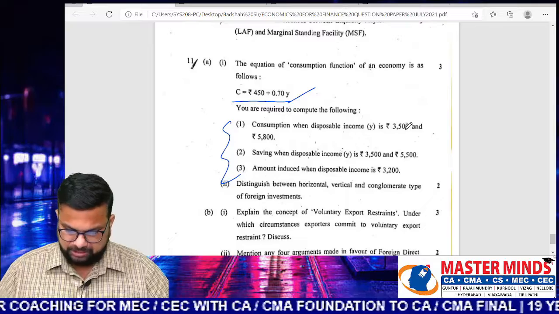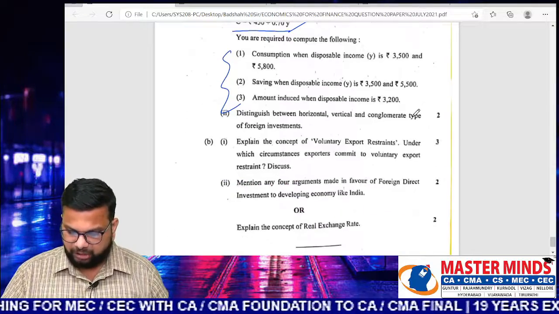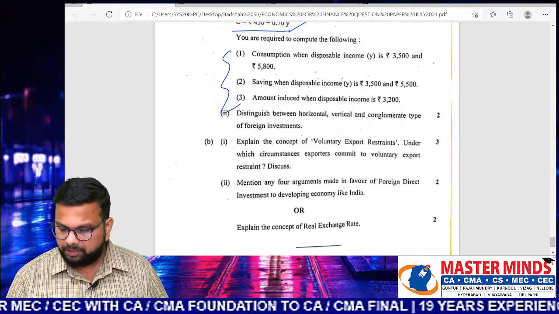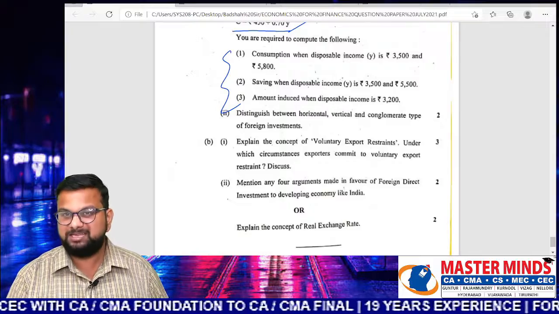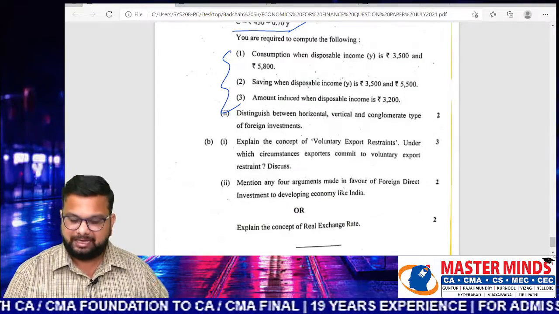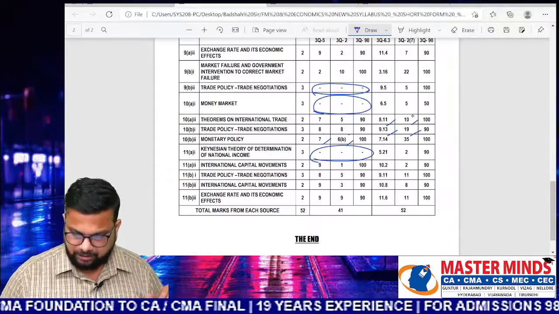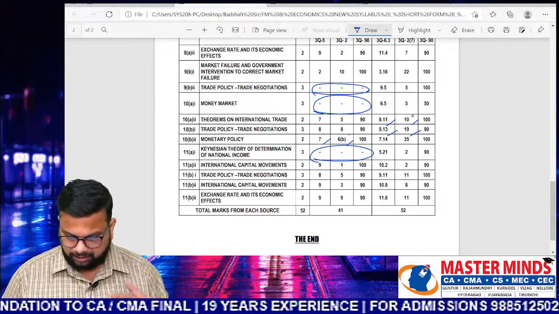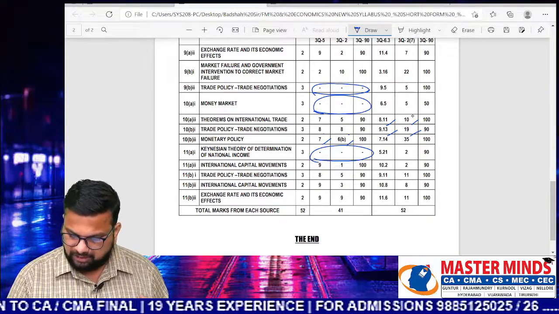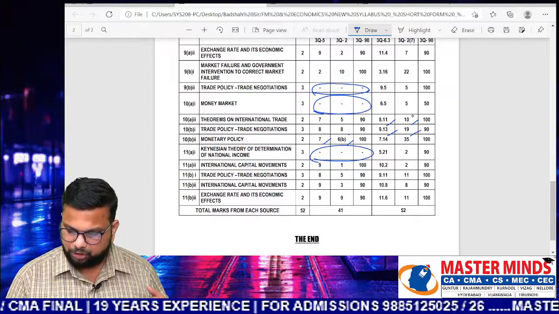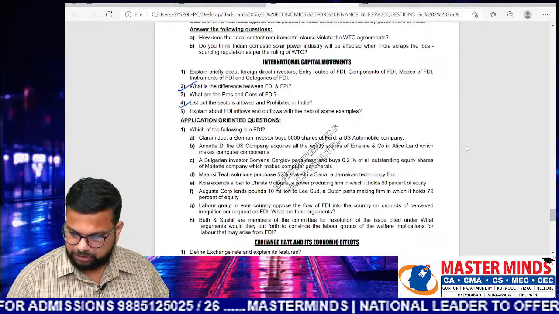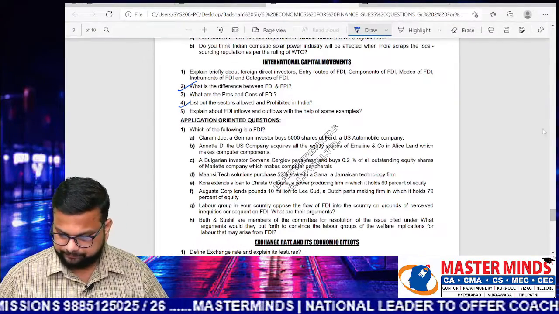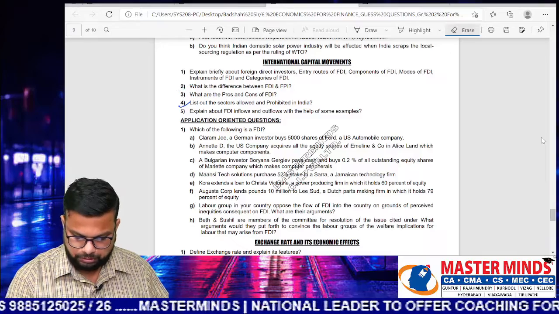Okay, right. So this is 11A1. Next, 11A2: Distinguish between horizontal, vertical, and conglomerate type of foreign investment. Let us see whether this question is covered in our guest questions as well as the masterminds material. If you look at the schedule, Nana, that we have prepared, this question is covered in our guest questions, page number 9, question number 1. It's not 2, it's 1.